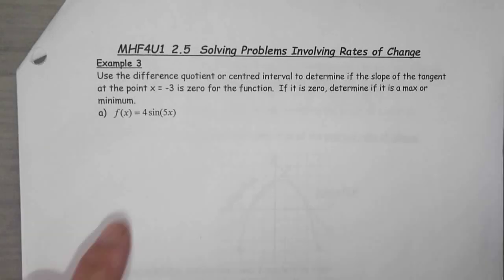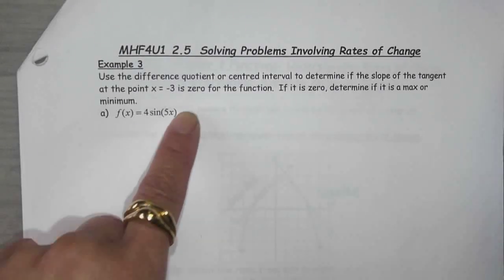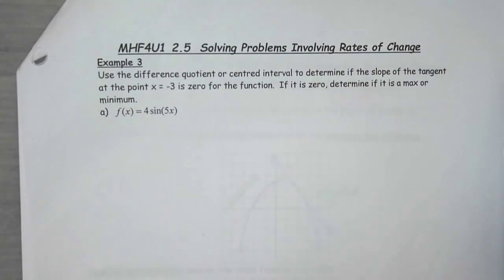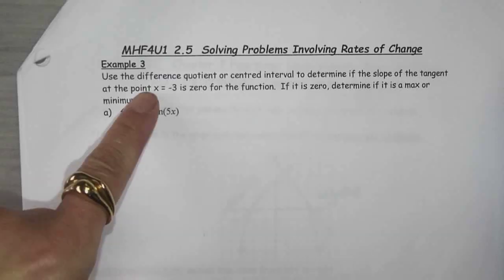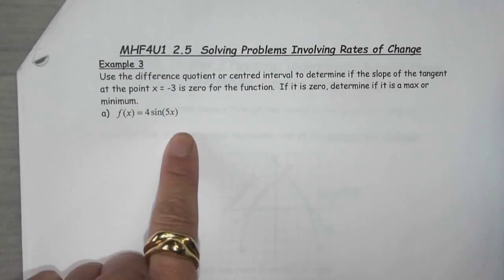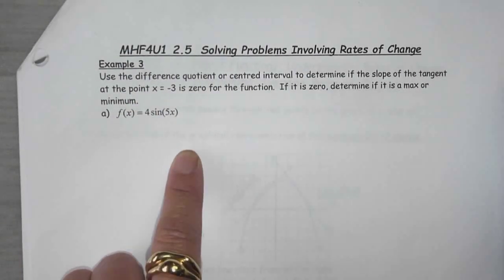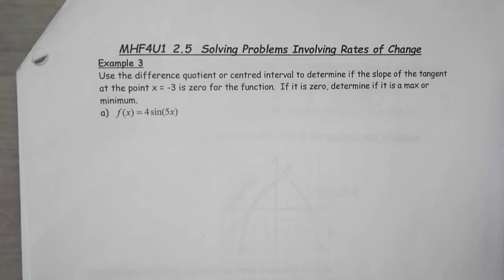I would probably on this one tell you that I would recommend the centered interval. It's a little bit faster to calculate. The difference quotient will work too, but probably a centered interval, and this one will be a little faster. So I would maybe give you a hint and say centered interval might be your choice.